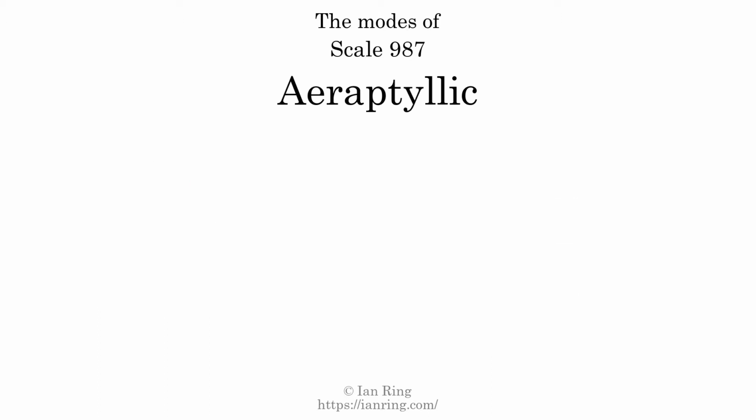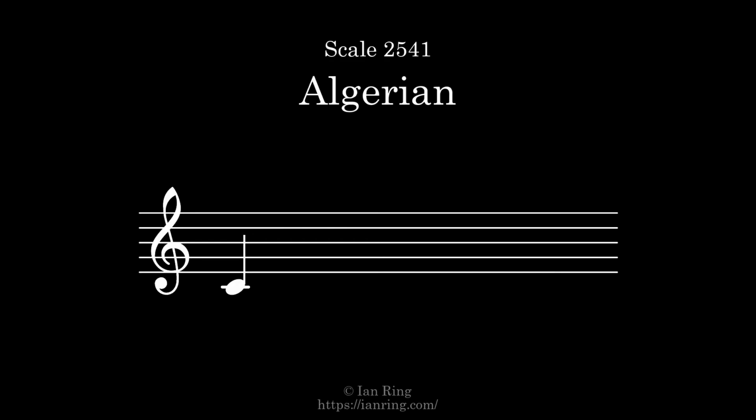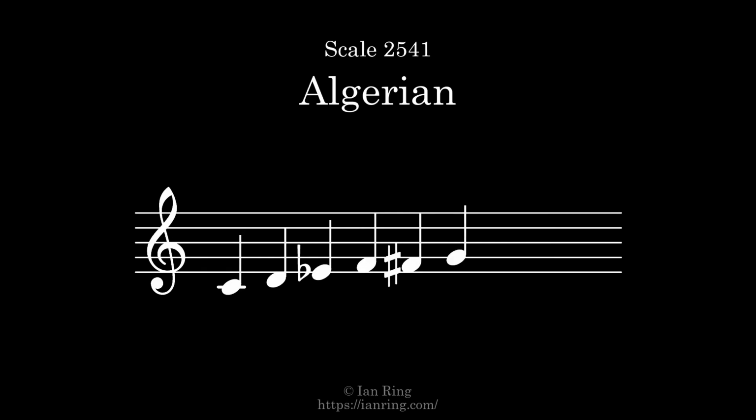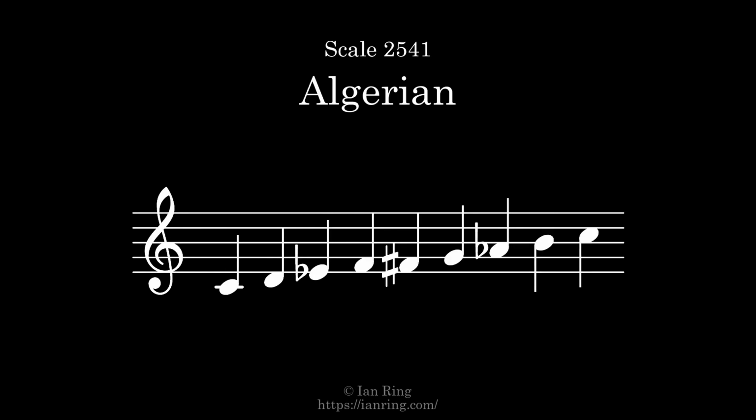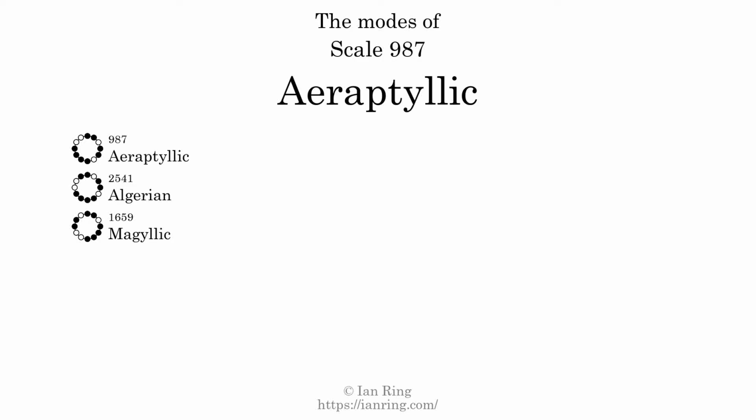This scale has 8 modes. The first mode is itself. The second mode is scale 2541, also known as Algerian. It sounds like this. The third mode is scale 1659, also known as Magillic. It sounds like this.